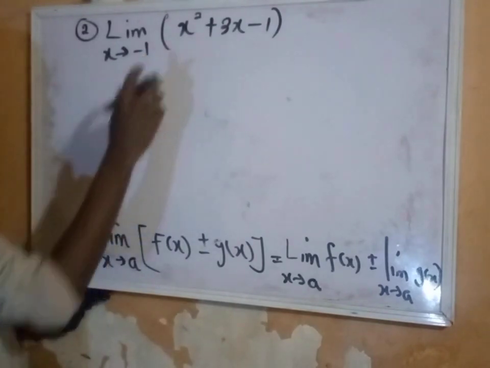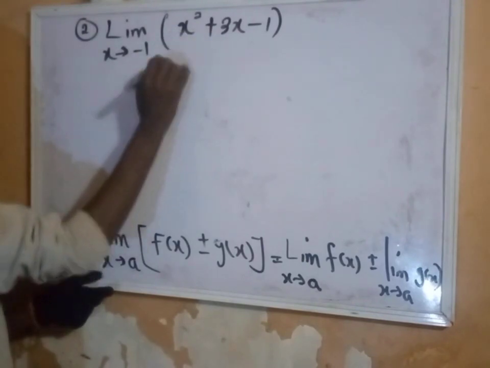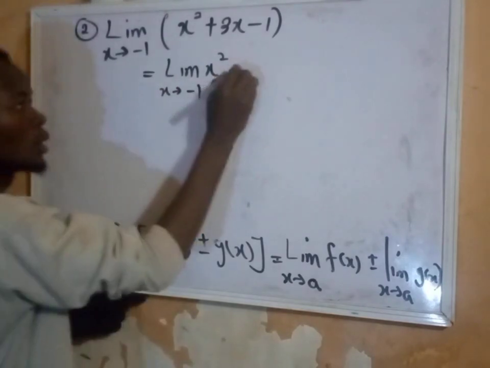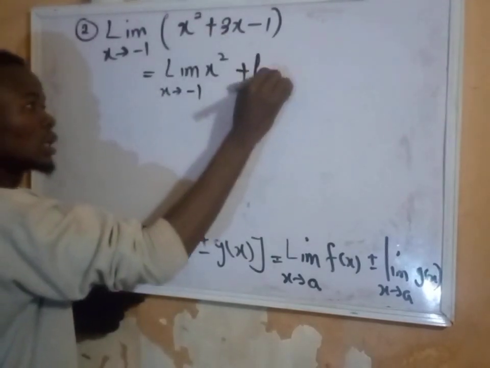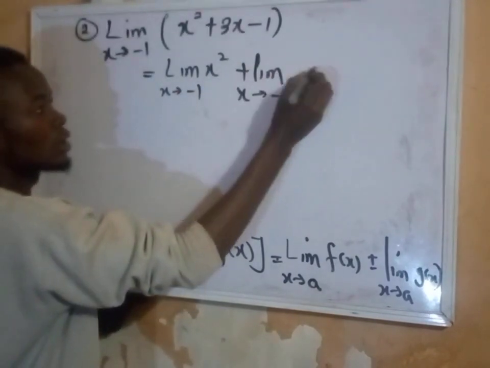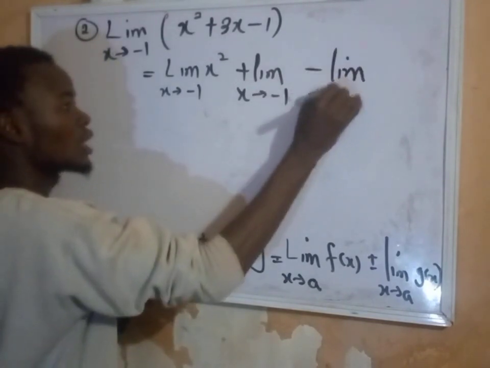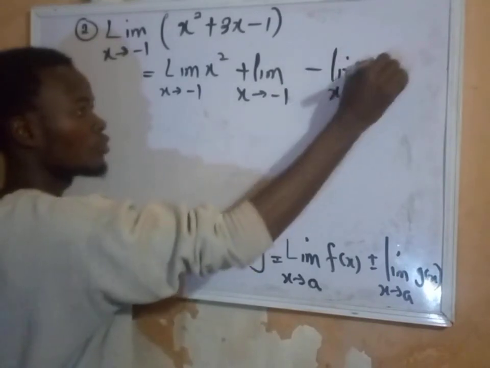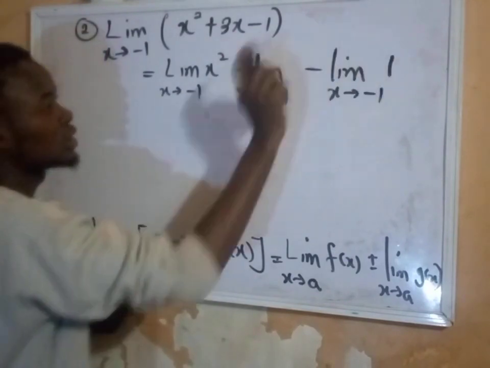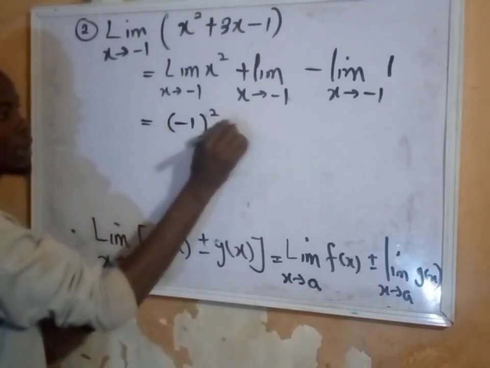To limit this, I've combined both positive and negative. Here is positive and here is negative. To do that, you can separate this limit. So we have the limit of x squared as x tends to minus 1, plus, here is positive, the limit of 3x as x tends to minus 1, and here we are going to have this one be negative, the limit as x tends to minus 1 of 1. You do not write negative 1 again because I've taken that negative outside the bracket, so you just leave it as 1. Whenever you have x, you replace x with negative 1. We have minus 1 squared plus.